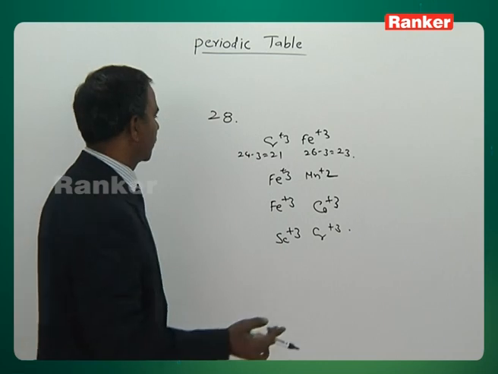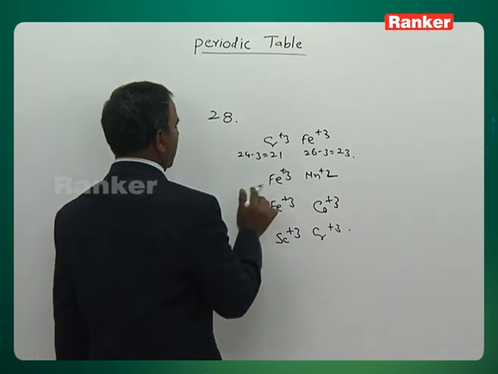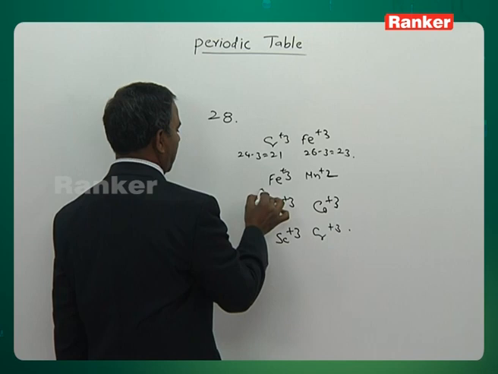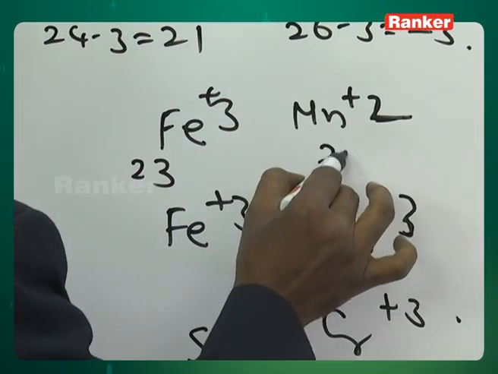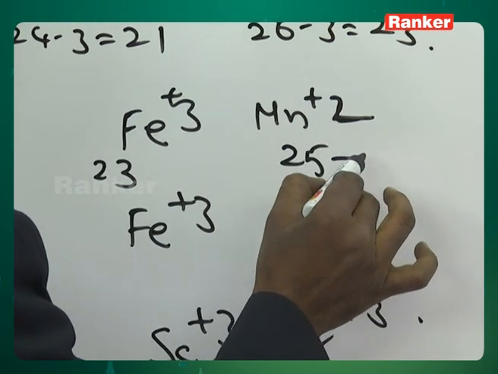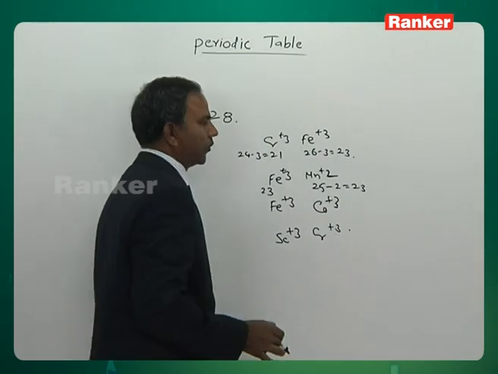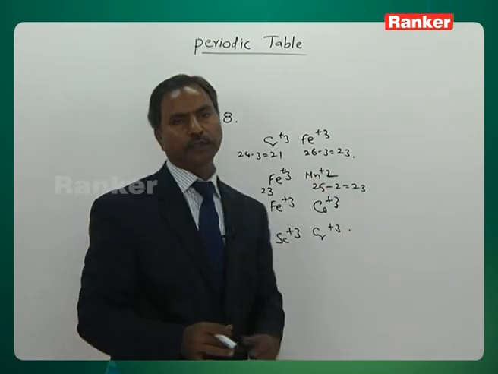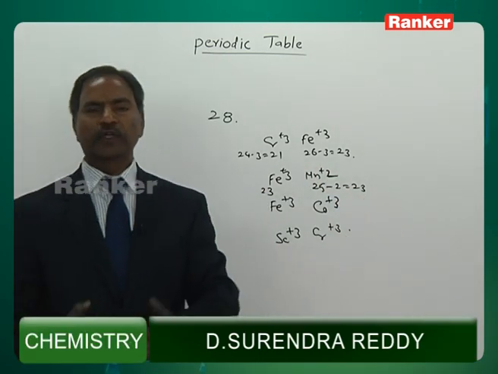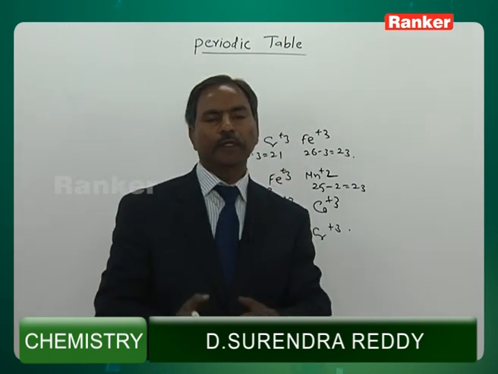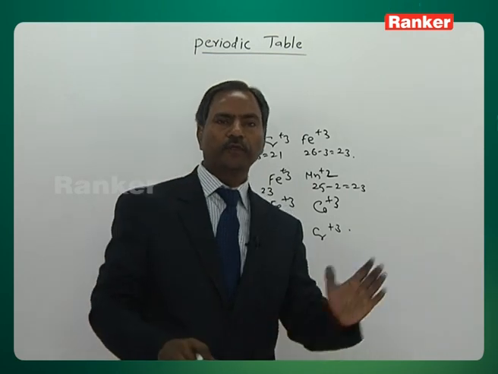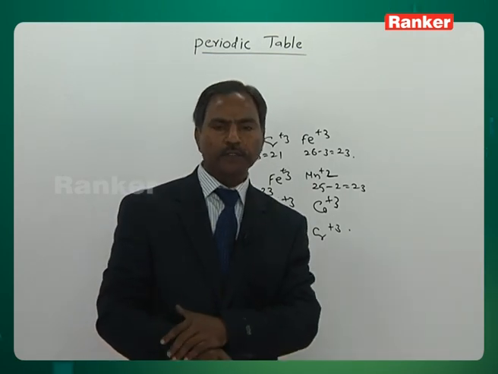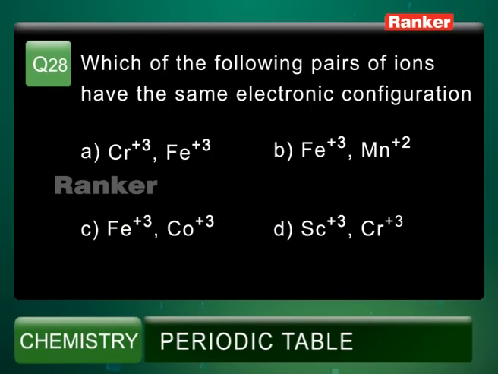They are not isoelectronic. Coming to iron, Fe plus 3 we already took here, this is having 23 electrons. Mn, you know, 25 atomic number minus 2 is 23. See, this Fe plus 3 and Mn plus 2 are having the same number of electrons. When their number of electrons are the same, their electronic configuration will be the same. The question is, which of the following pairs is having the same number of electrons and the same electronic configuration? Your question number 28, actually the answer is B.